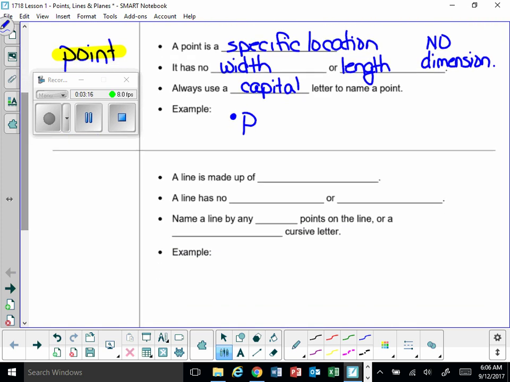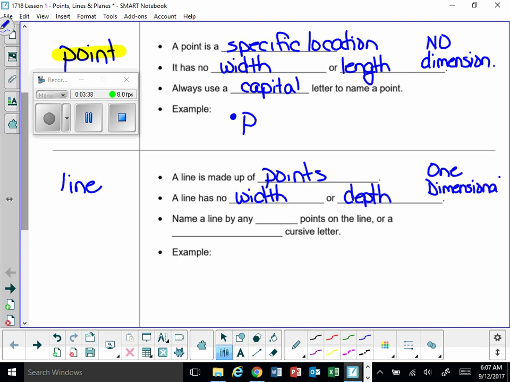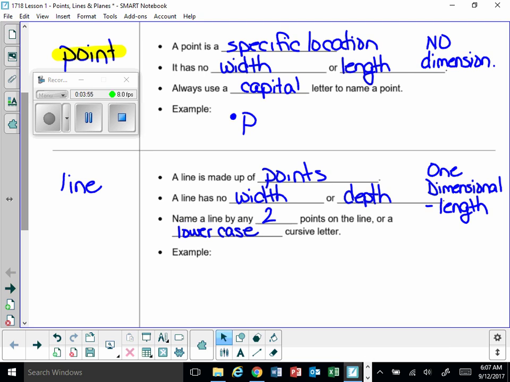Our next structure is a line, and lines are made up of points. Lines have no width and no depth, but they do have length. They are one-dimensional, and that dimension is length. You name lines with any 2 points on the line or with a lowercase cursive letter. Let me highlight this one.